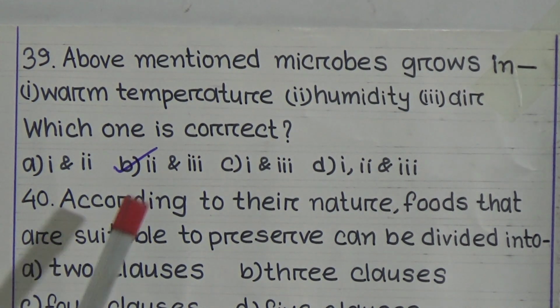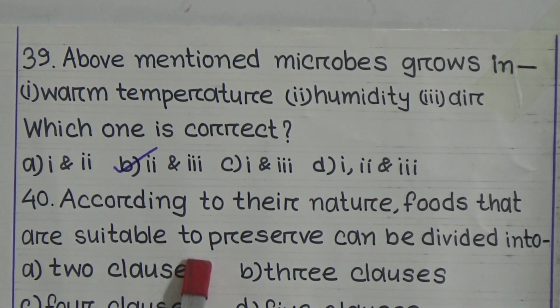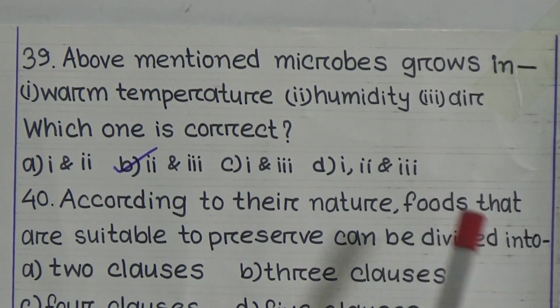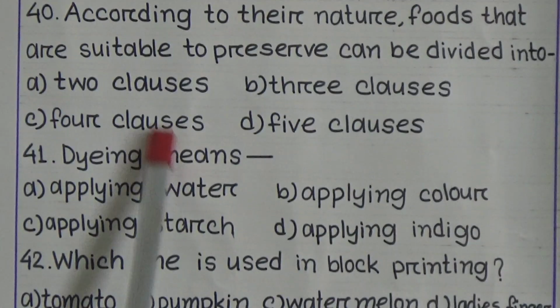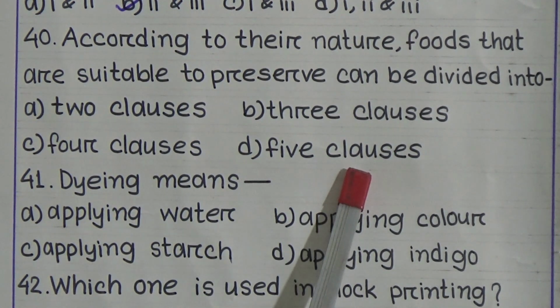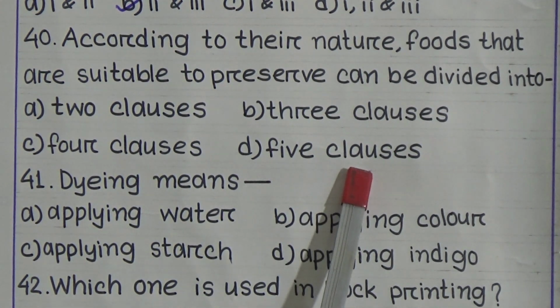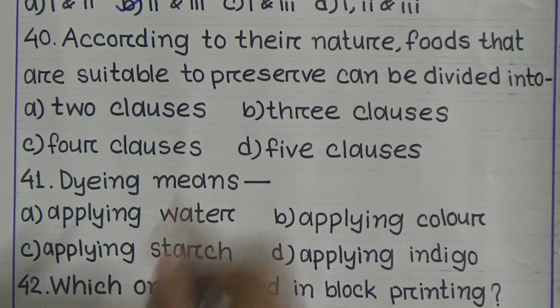Number 40. According to their nature, foods that are suitable to preserve can be divided into 2 classes, 3 classes, 4 classes, 5 classes. Students, can you guess which one will be correct here? Yes. Option B, 3 classes.